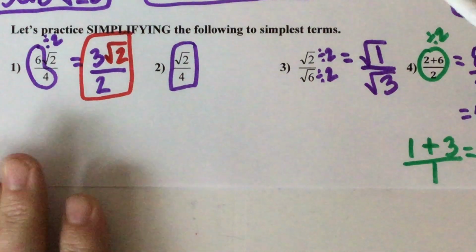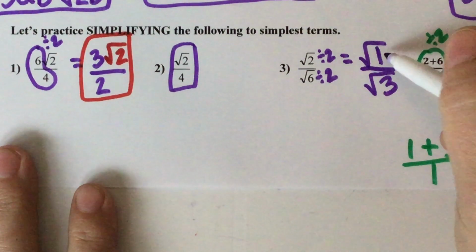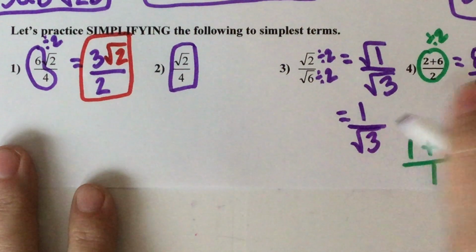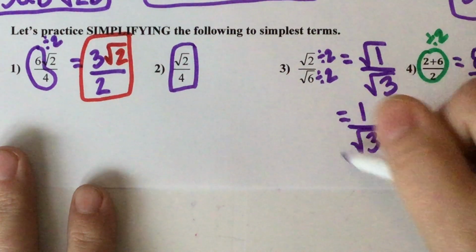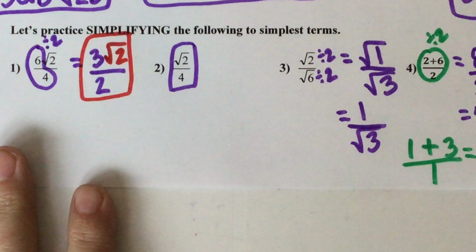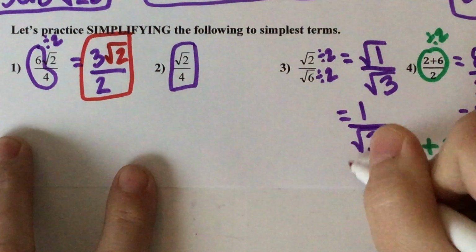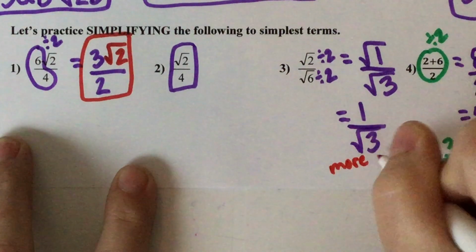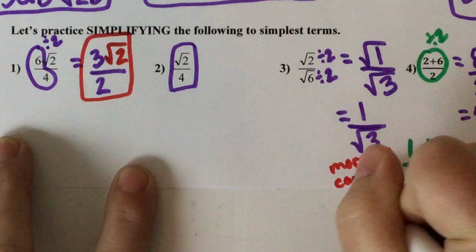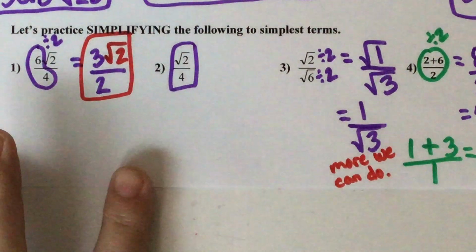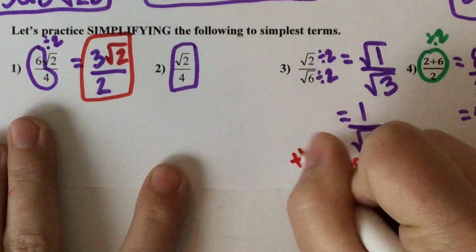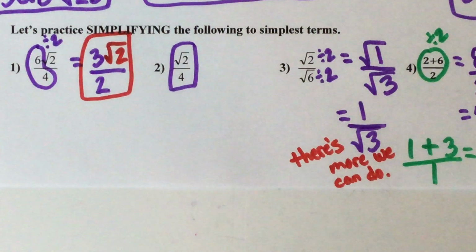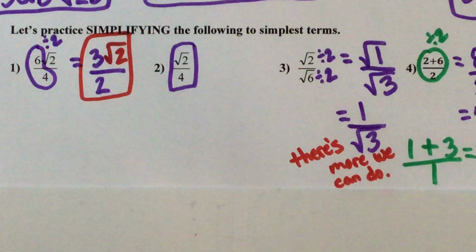And then the square root of 1 is 1, and then you can't take the square root of 3, so we leave it. Now, there is actually more to do with this problem, but I'm not ready to show you yet. So I'll just put there's more we can do, but we'll do it later. But for right now, I'm going to stop there. Okay, let's go to the next page.